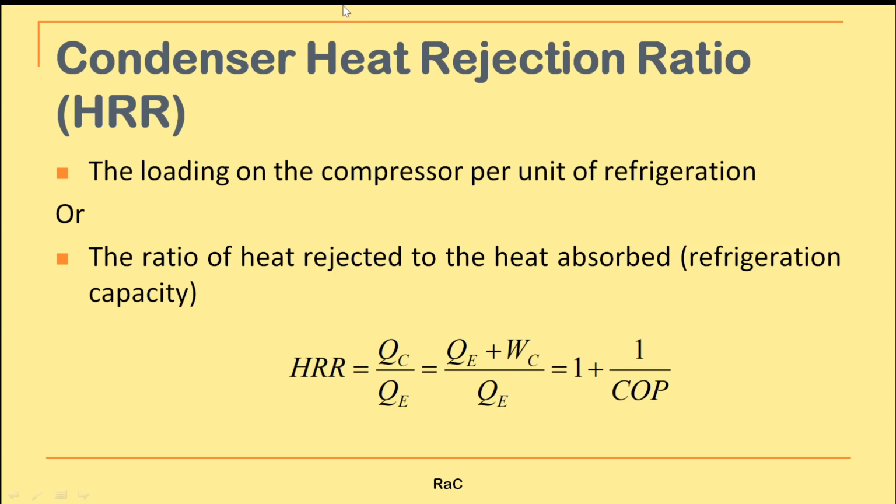So Qc is equivalent to, as per thermodynamic principles, Qe plus Wc. Wc is the compressor work required to pressurize the vapor refrigerant. So the heat rejection ratio can be written as 1 plus 1 by COP. The heat rejection ratio of a condenser is given by 1 plus 1 by COP. Okay, this is very important. Please keep a note of this.